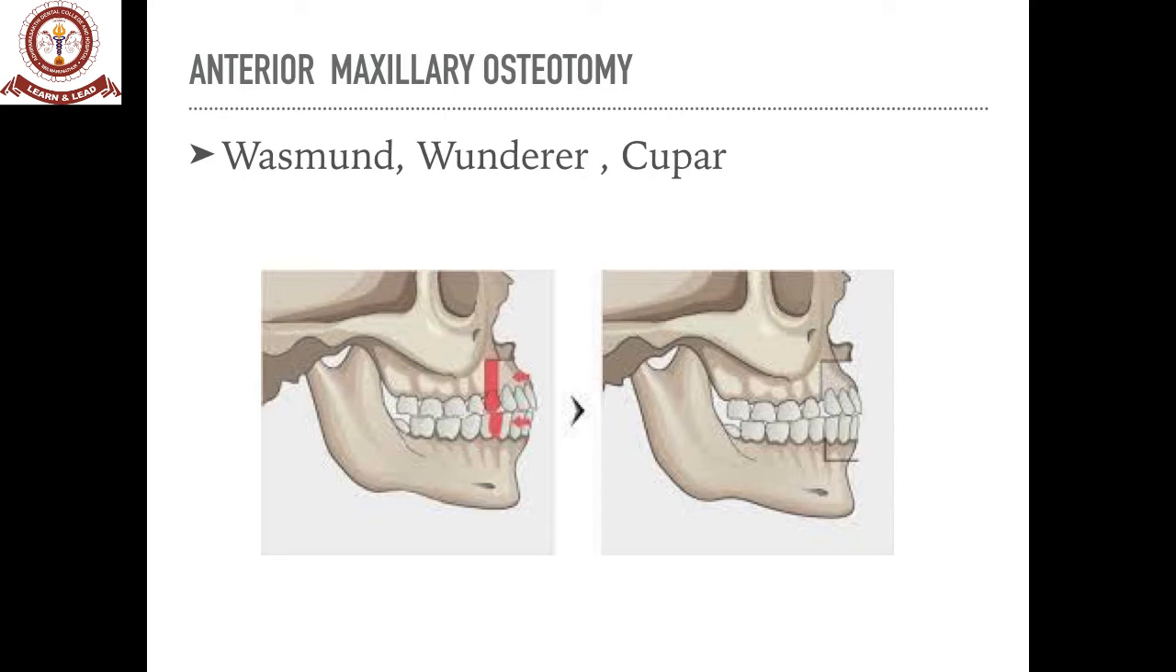Almost all these techniques by Wasman, Wanderer and Cooper are almost the same because they all target the anterior maxilla. In the sense, it is the surgery done for the premaxillary area. If there is an excess in the premaxilla, from the premolar to the incisor, we can extract one of the teeth. Maybe the first premolar is the preferred tooth of extraction. We extract the tooth, utilize that space and push the anterior maxilla backward. So 3 techniques, Wasman, Wanderer and Cooper.